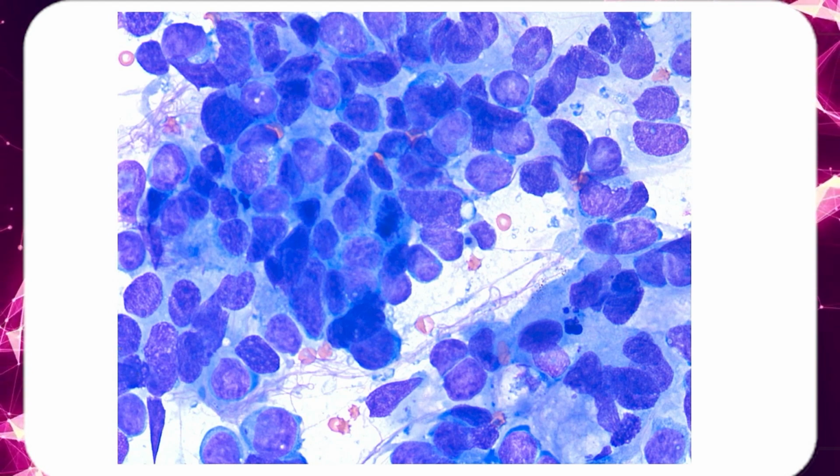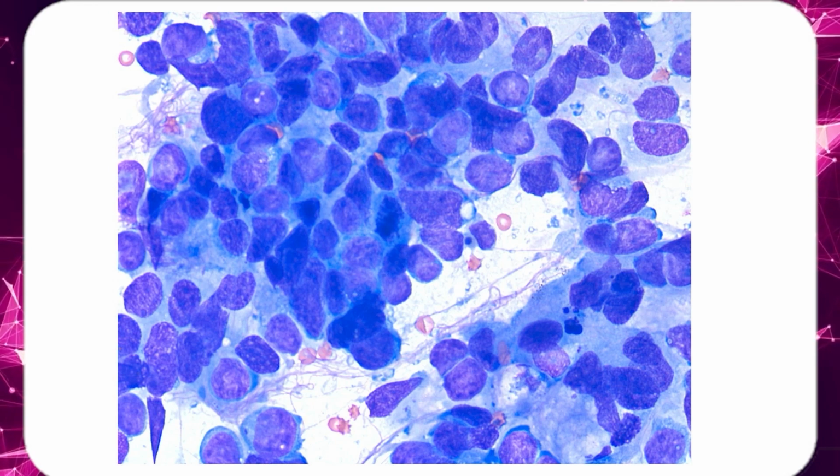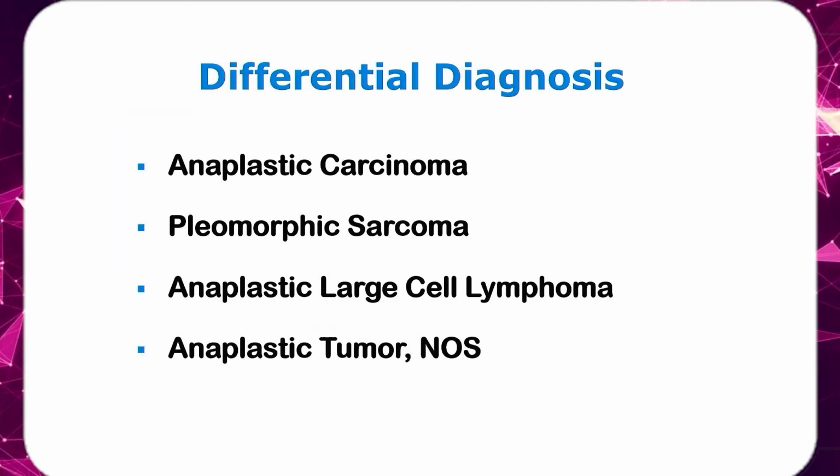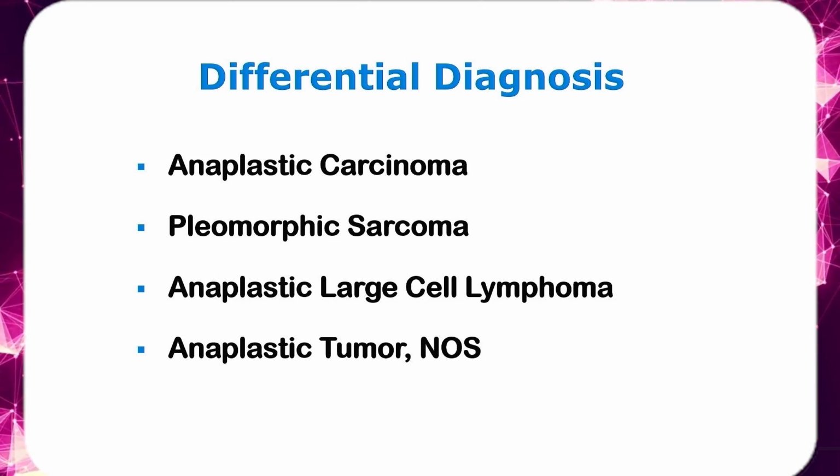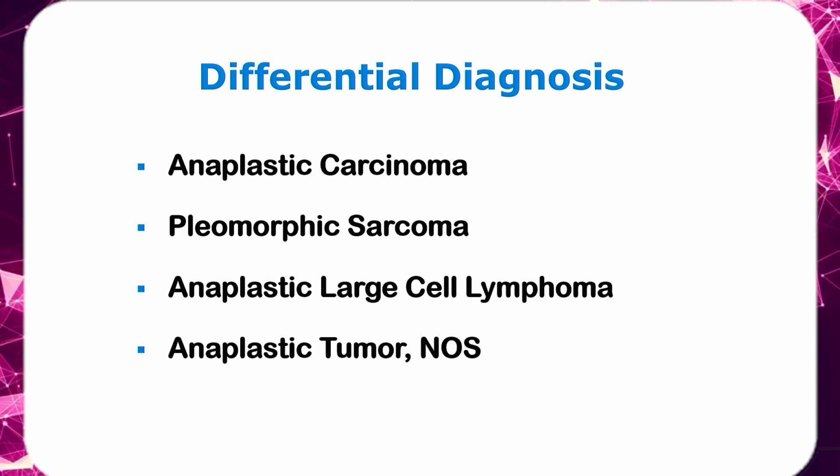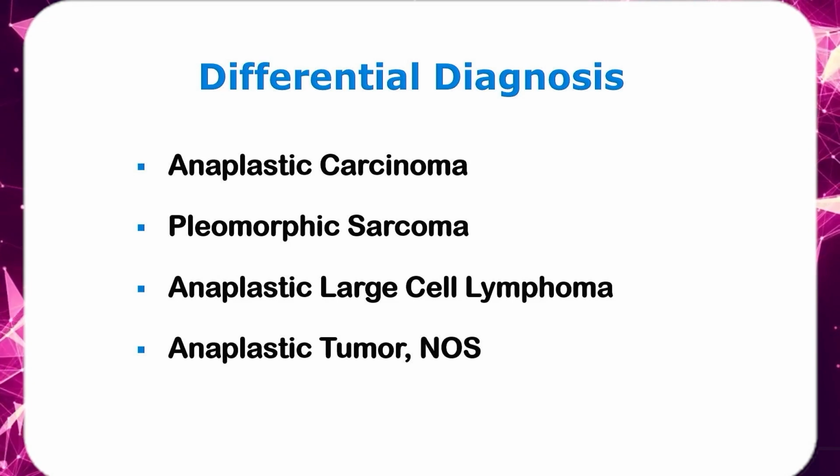So I think the differential diagnosis, based on what I'm showing you, the mitotic figure, epithelial looking or epithelioid looking cells, would be anaplastic carcinoma, pleomorphic sarcoma, anaplastic large cell lymphoma, anaplastic tumor, could be epithelioid mesothelioma. So what do you think?